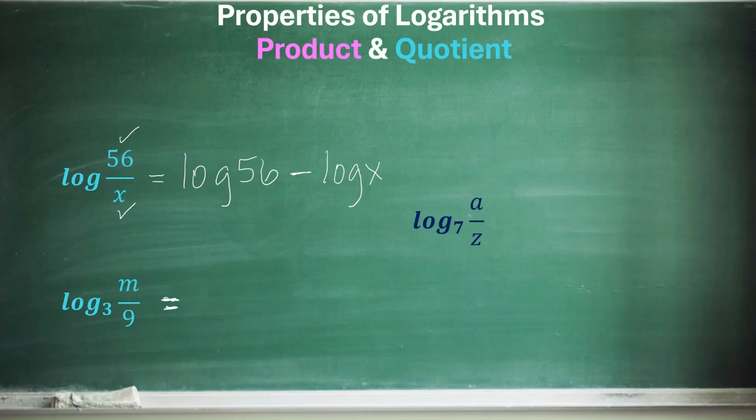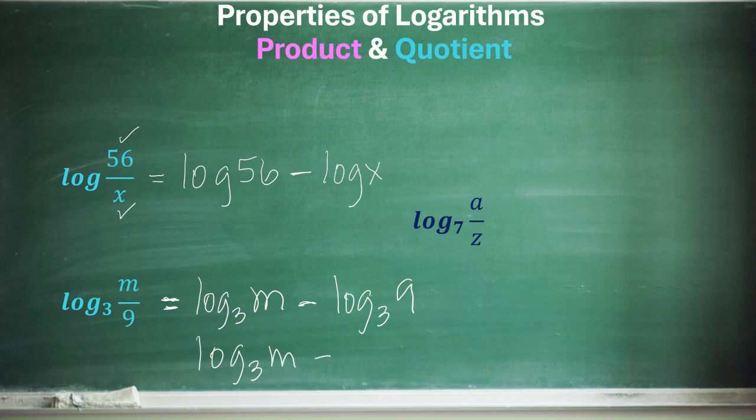We have log base 3 of m divided by 9. So we start by writing log base 3 of, what goes in our numerator comes first, m, minus log base 3 of 9. Okay, I actually know, and I'm not going to explain why again. Okay, I am, because I'm a math teacher. 3 to the power of 2 is 9. That means that this gets replaced by 2. So we get this simplified to log base 3 of m minus 2.